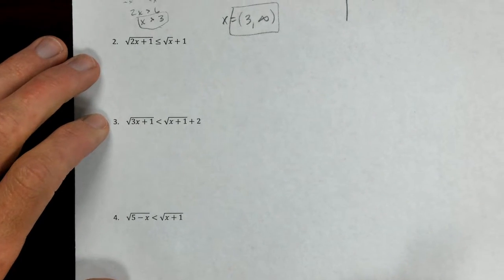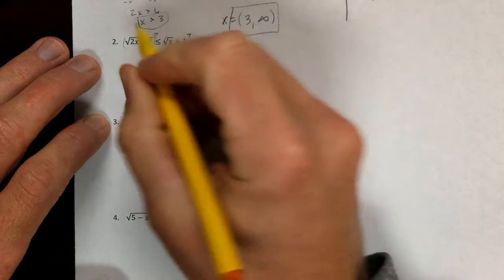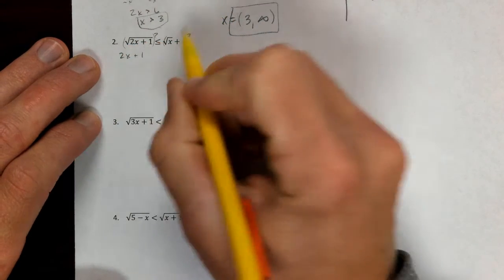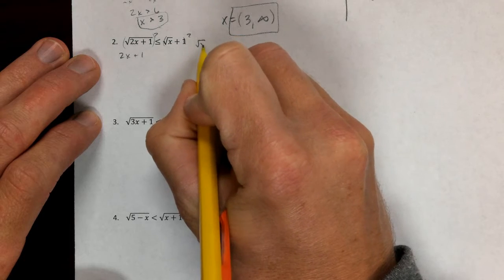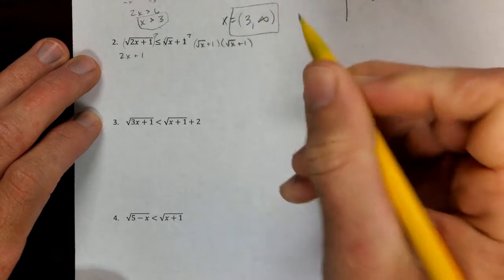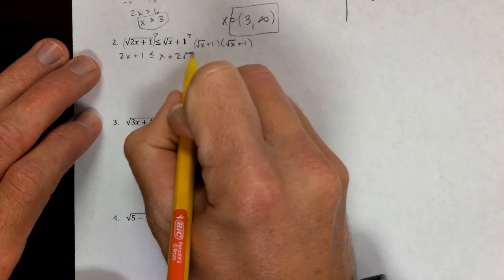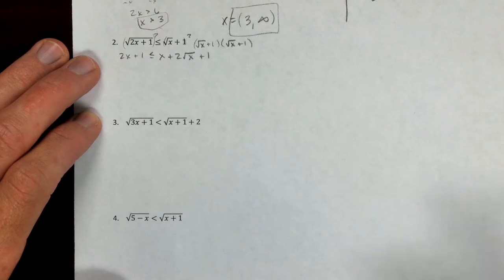Moving on to number 2, same process, we want to solve here. So we're going to square both sides. Square both sides, so we get 2x plus 1. Now I'm going to square this. So this is the square root of x plus 1 times the square root of x plus 1. So when I FOIL this out, I'm going to get x plus 2 square roots of x plus 1.